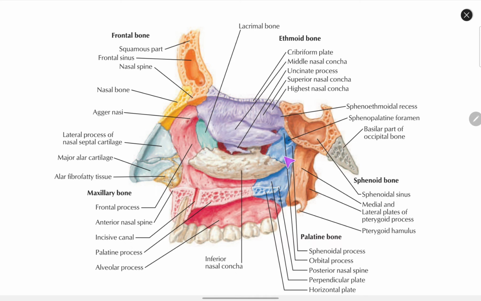Then we have the perpendicular plate of the palatine bone, and we have the medial pterygoid plate. The cartilaginous part is formed by the nasal septal cartilage and the major alar cartilage.